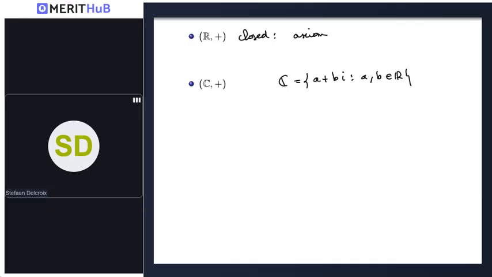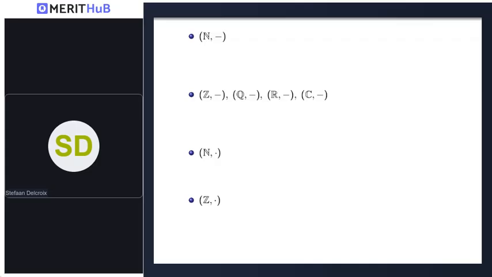And so the big takeaway was that it was all closed. The only standard operation so far that we came up with that was not closed was the natural numbers under subtraction, because we could subtract two natural numbers and not end up with a natural number. But everything else was closed.